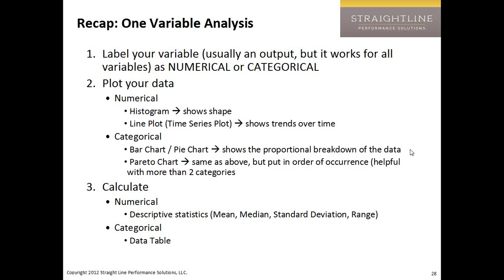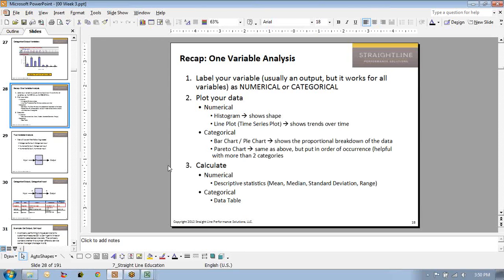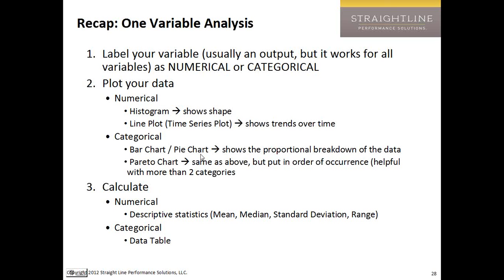All right. So a recap on the one variable analysis is to, first of all, label your variable, usually an output, but it works for all variables, as numerical or categorical. I just use N or C. Plot the data. Make sure you make a histogram, which shows the shape, and a line plot, which shows trends over time, if you're doing numerical data. If you're doing category data, look at a bar chart or something called a Pareto chart, which I can also show you how to do. It's not so fun in Excel stats, but we can show it to you as a precursor to doing control charts, because believe it or not, that's where it is.